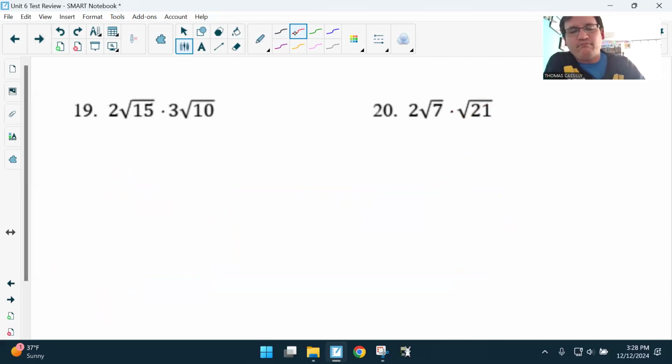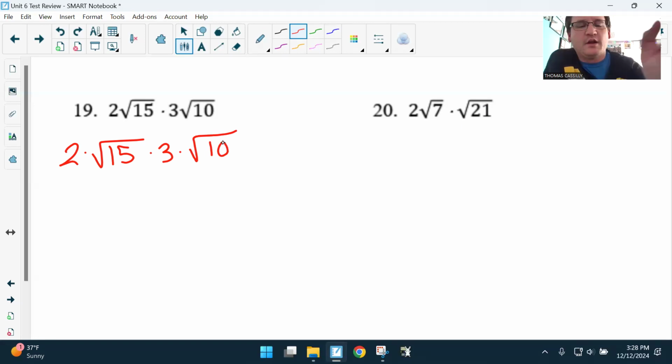All right. Now, on these next ones, I got 2 square root of 15 times 3 square root of 10. Now, on something like this, there's kind of 4 things going on here. I got a 2, square root of 15, a 3, and a square root of 10. All 4 of these are just being multiplied together. So there's no dots between the 2 and the 15, and then the 3 and the 10. You can put one there, it doesn't matter, because we're going to move some stuff around anyways.